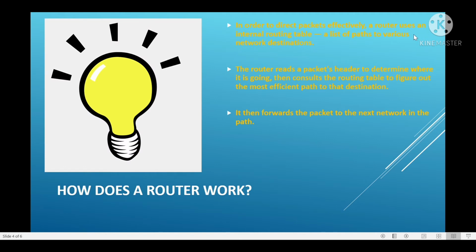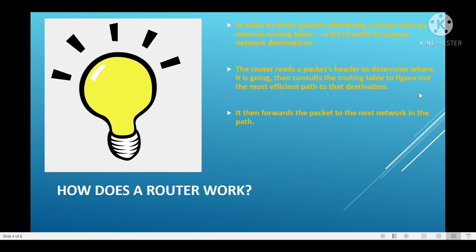In order to direct packets efficiently, a router uses an internal table which is known as a routing table, and that table has a list of all the paths with the details of the network destinations. Whenever a packet comes to the router, it will read the packet's header and check what destination that packet needs to go to. Then it will go to its internal routing table, check the destination mapping there, and decide the most efficient path to the destination.